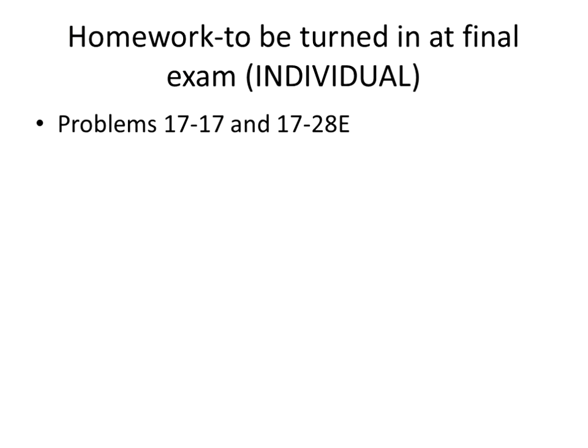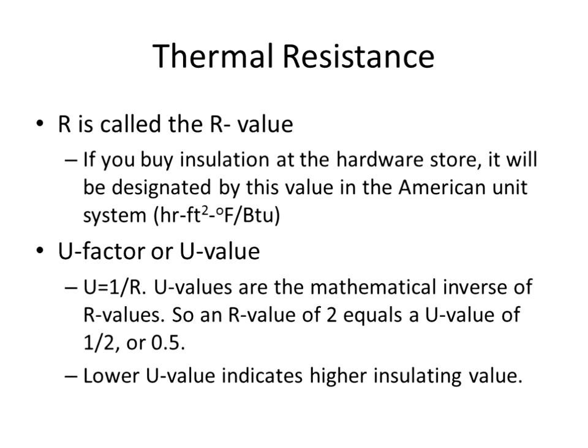And you have a homework to be turned in at the final exam, problem 1717 and 1728E. Now, how can we relate this to civil engineering materials? Well, we talk about the R value, which is what we calculated. So this is kind of the designation that's used in the American unit system. Also, you can see the U factor, or the U value, which is the inverse of R. So if you have an R value of 2 that has a U value of 1 over 2 or 0.5, so it's kind of opposite. So higher R value is higher insulating value, whereas lower U value indicates higher insulating value.